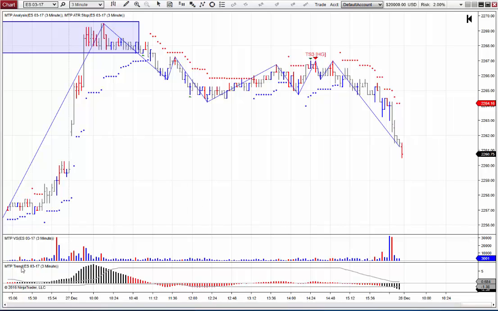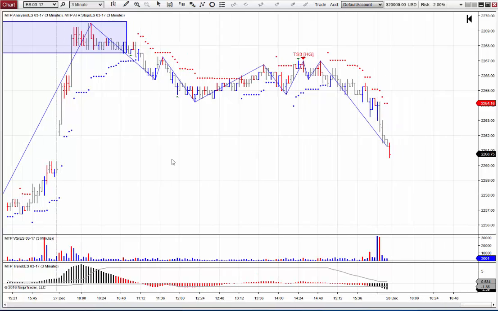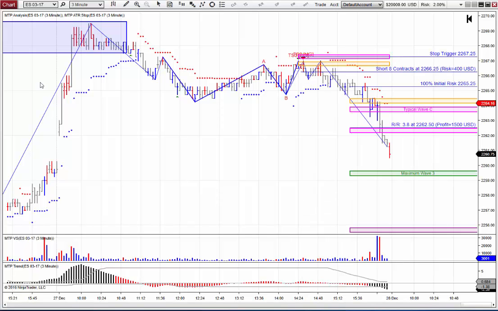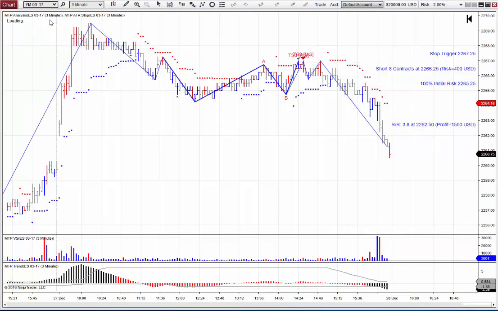So whether you're just using our MTP trend or using the higher time frame chart, both ways the large view trend would have been down and you'd only have been taking sell setups. In other words, this TS3 Holy Grail sell, which we've already highlighted. But the YM was actually an even clearer picture, and I'll just show you why. Let's go over to the YM.